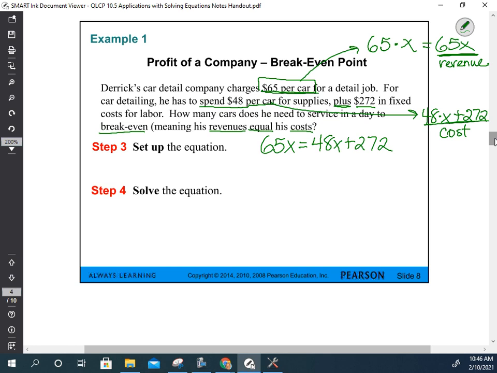So if something is costing you something, what are you doing with your money? The fact that he's spending $48 per car, that's a cost. That's costing me money. $272 is fixed costs. So that's costing me money. If you're charging $65 per car, that means that's money that you're going to make.